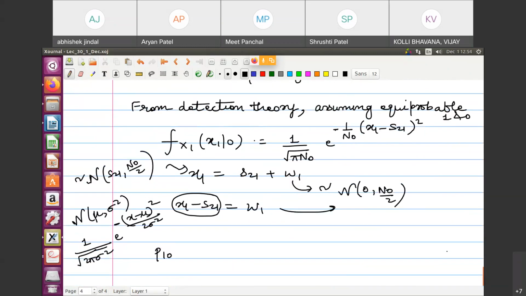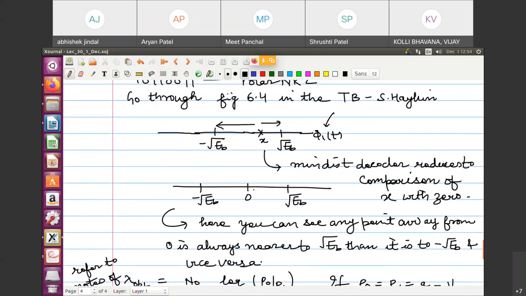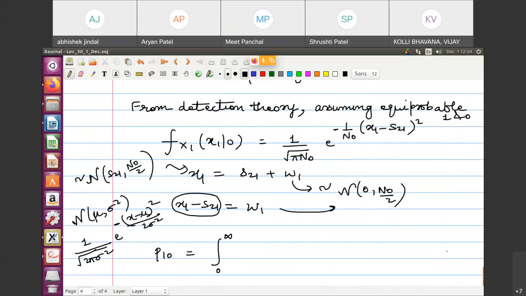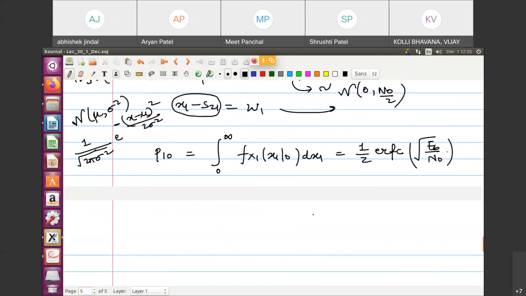So what you do is you simply integrate this from 0 to infinity. It means what are the chances that, even given that 0 is transmitted, your x1 lies at 0 or beyond 0. So the simple meaning is, integrate this conditional PDF from 0 to infinity. This will give you the probability of error once 0 is transmitted. So this is nothing but 1 by 2 erfc of root of Eb by N0. We have done all of this, erfc and Eb by N0, so I'm not explaining it further. I'm not doing this integration as well because I did it last time.